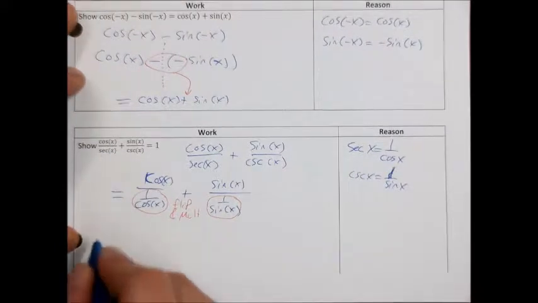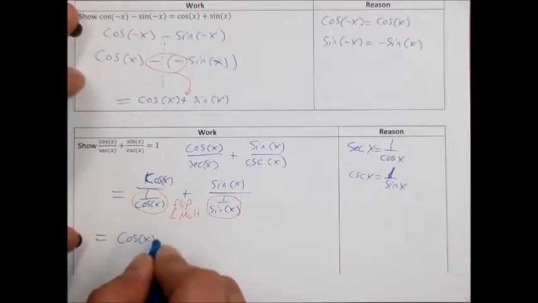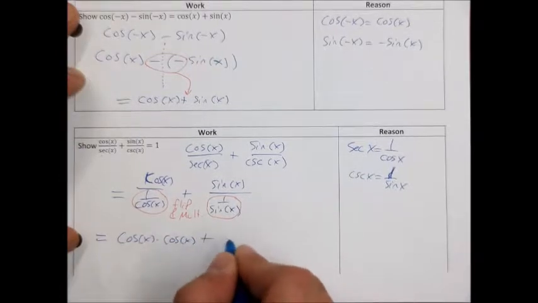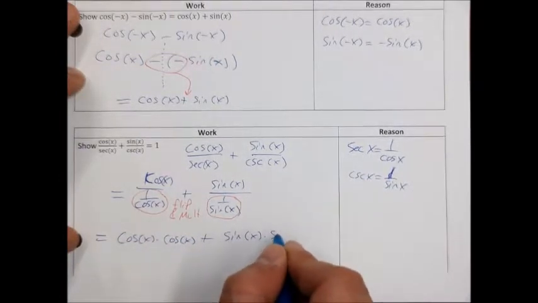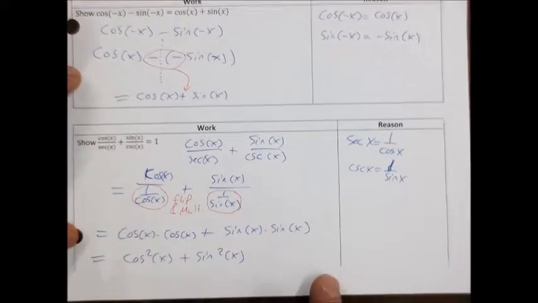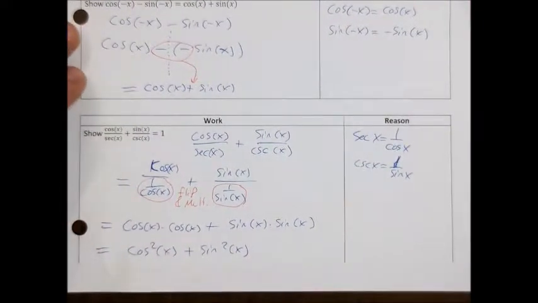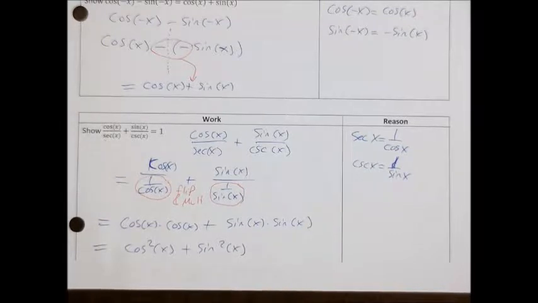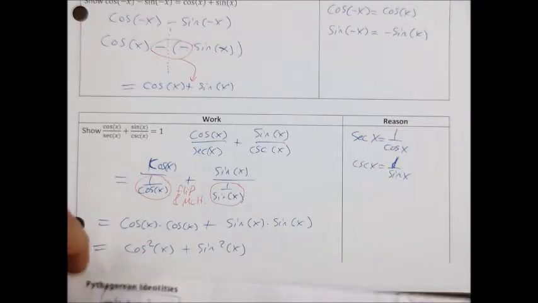So when we flip and multiply them, we get cosine times cosine plus sine times sine. Right? In other words, cosine squared and sine squared. And we want to eventually get down to 1. And this is what, the third or fourth time we've seen this one identity today. Anytime we see sine squareds or cosine squareds in an identity or in something that we're working with, we should be thinking about the Pythagorean identity.